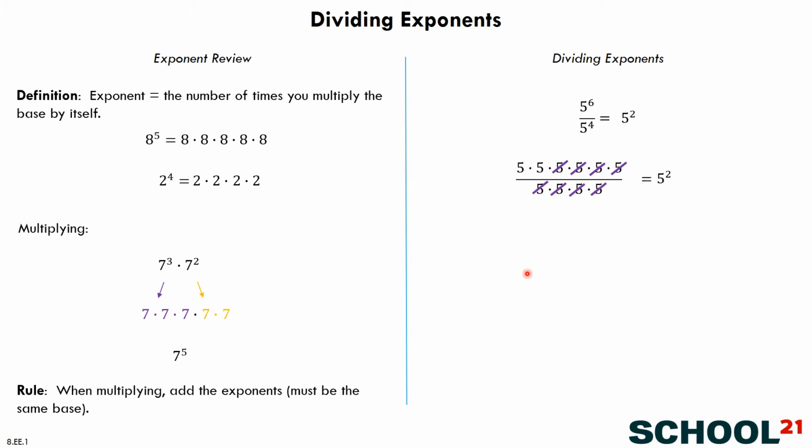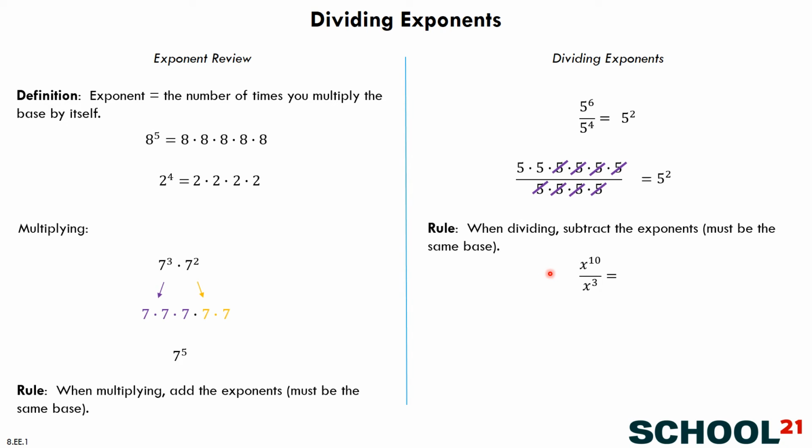6 minus 4 is 2. So we can come up with a rule here when dividing. This is very similar to the rule for multiplying. When dividing, subtract the exponents, and still it must be the same base. Does that make sense to you guys? Yeah. Okay, good. Now, let's try a couple of examples here.